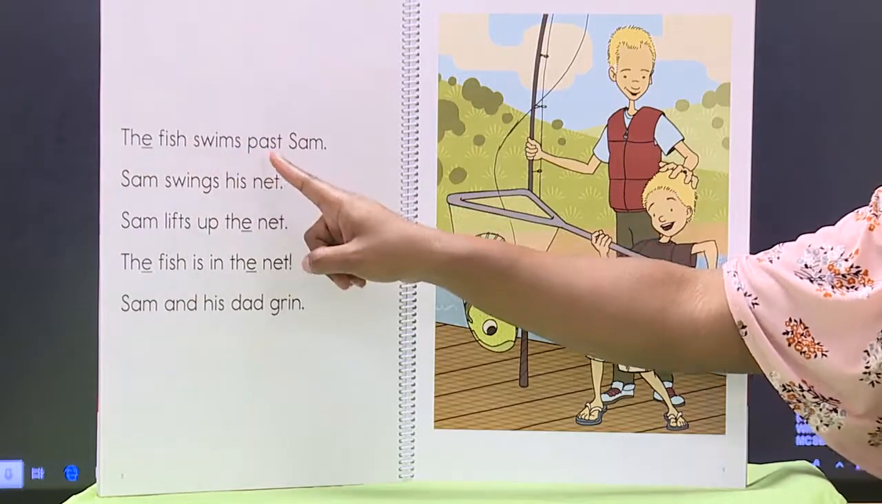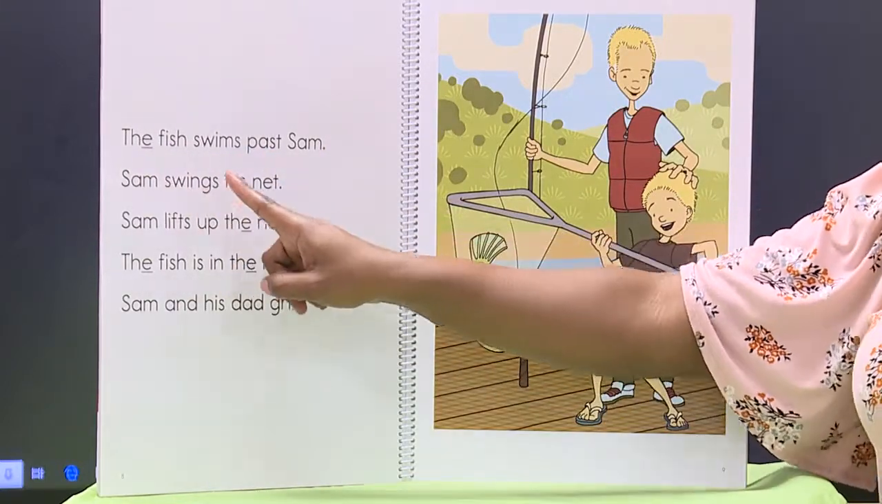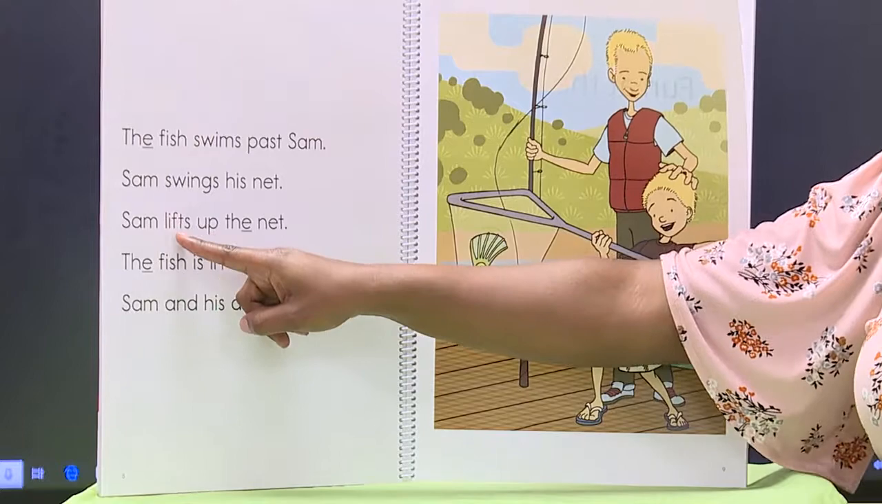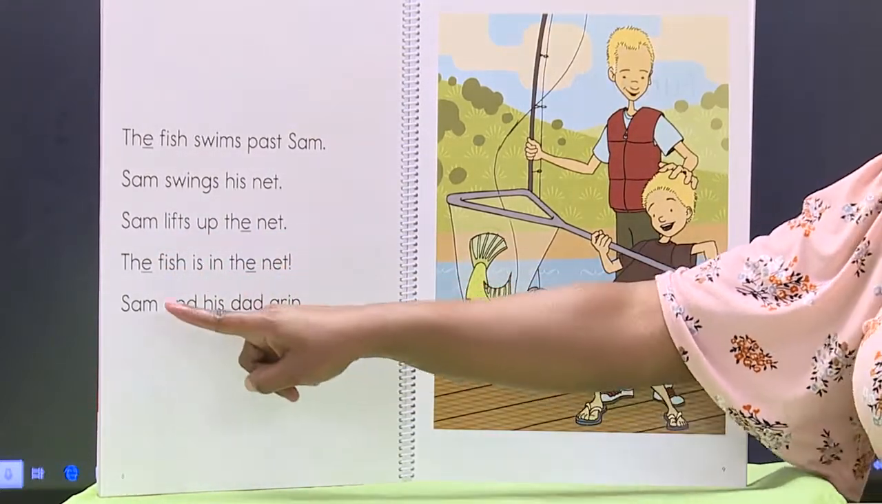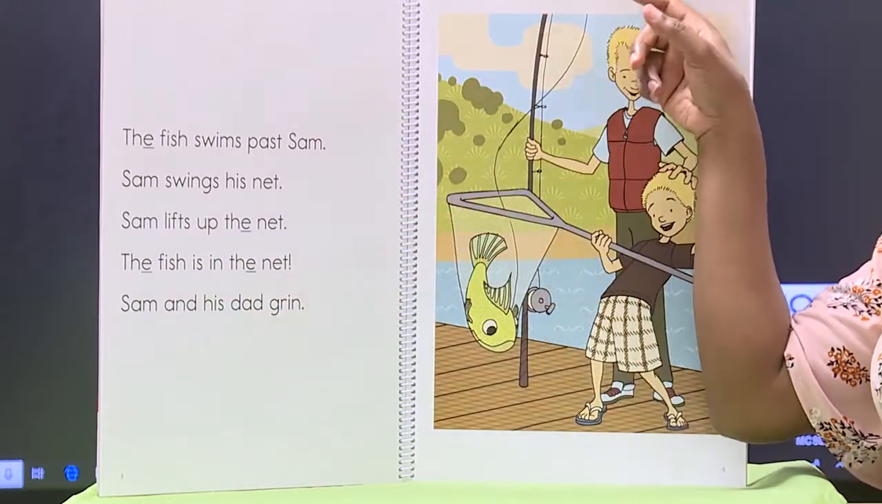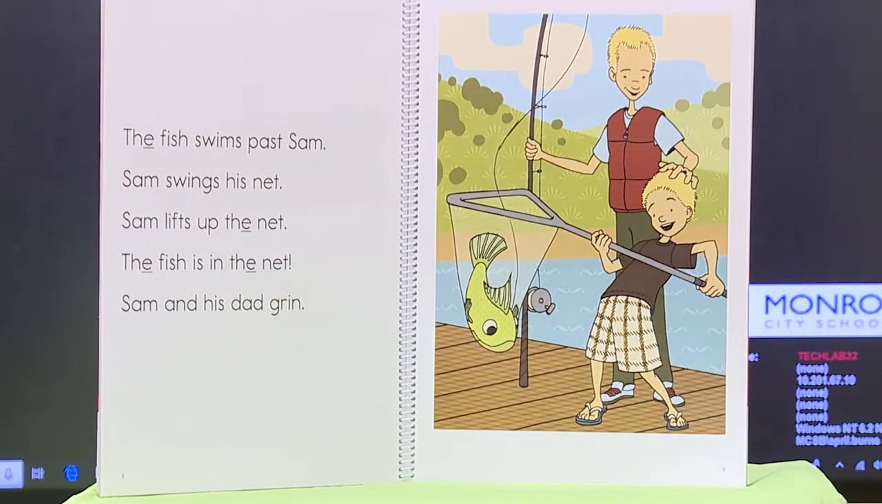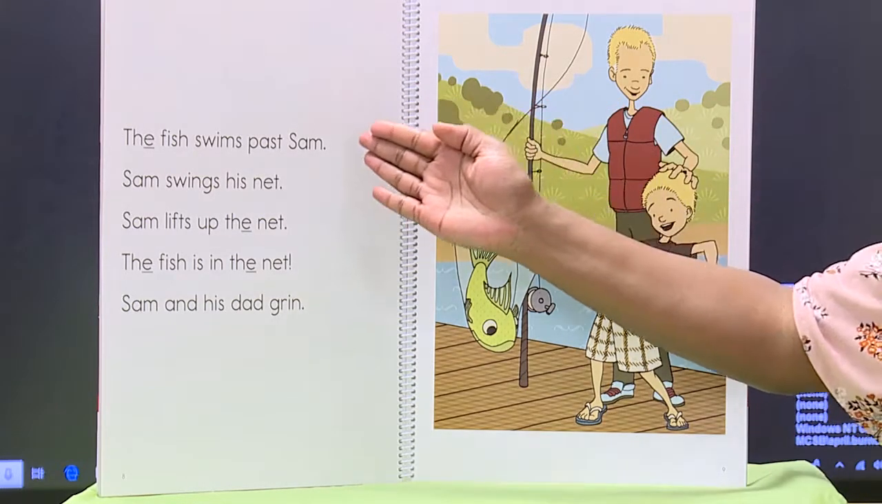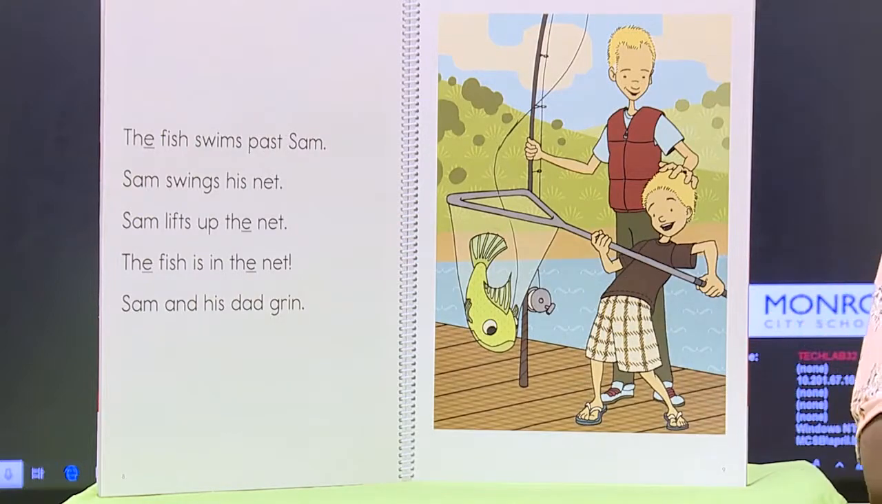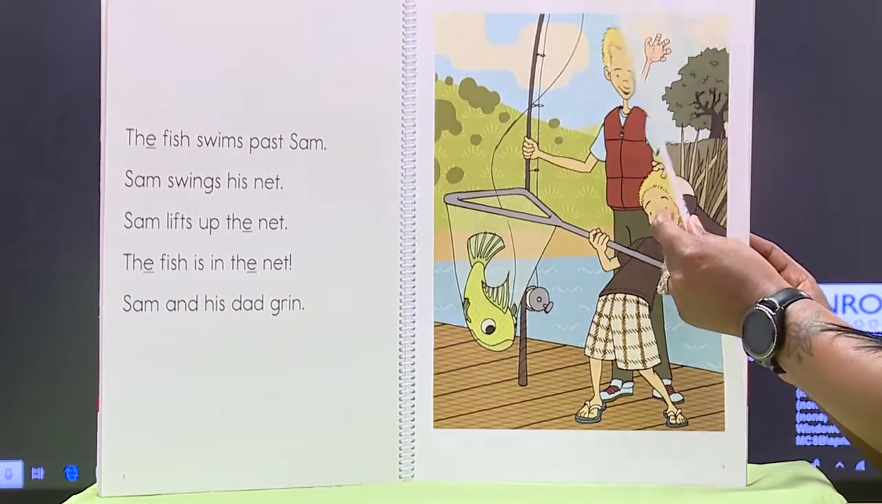The fish swims past Sam. Sam swings his net. Sam lifts up the net. The fish is in the net. Sam and his dad grin. Oh, Sam and his dad seem like they like fishing, right? That's right, they do. So at the end of these sentences, we see what two types of punctuation marks that we talked about? That's right, the period and the exclamation mark. Good job, you guys are catching on very well.